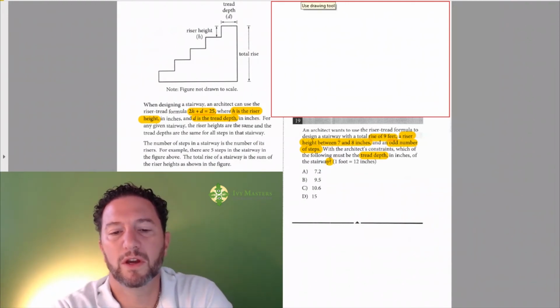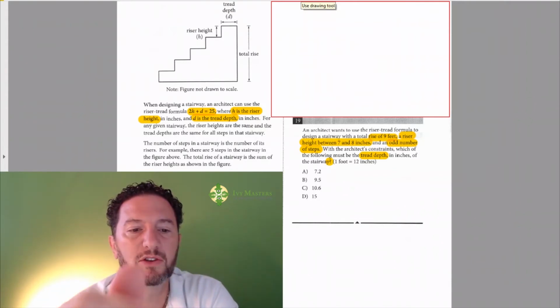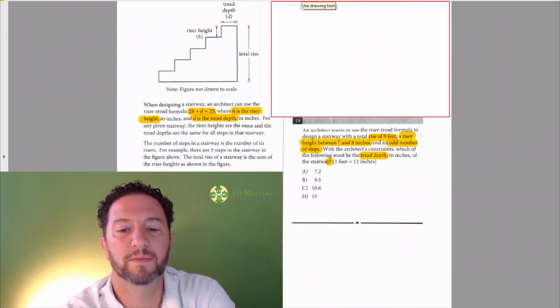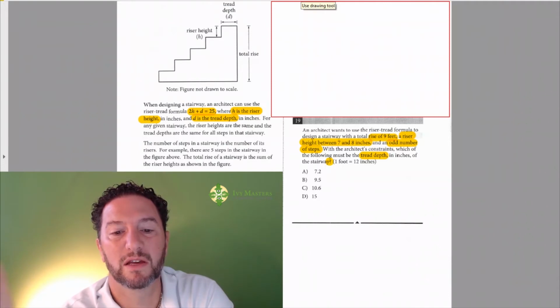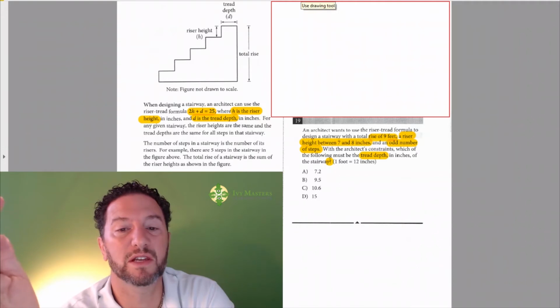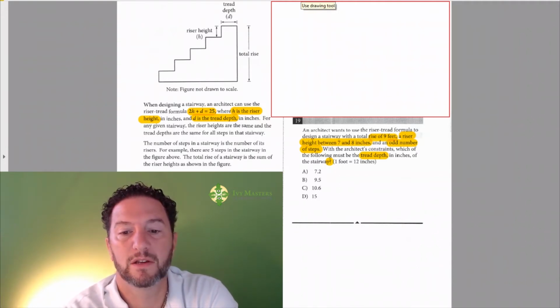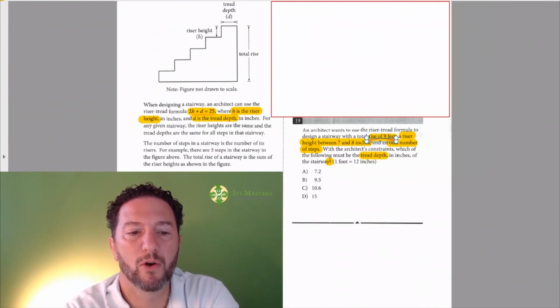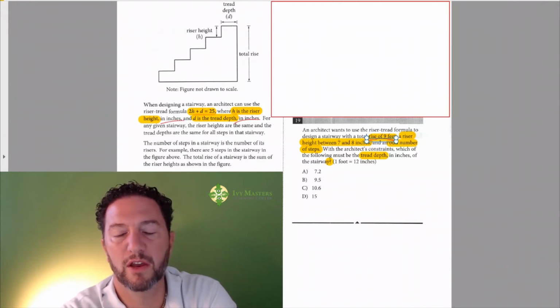Well, if you know you need a riser height between 7 and 8 inches, you could figure out what your tread depth is going to be at a 7-inch rise, and what your tread depth is going to be at an 8-inch rise, and then you know it's got to be somewhere in between there. So the first thing, it tells you that the rise height is 9 feet. Remember, all of this stuff is in inches, so we've got to convert 9 feet to inches. So you do 12 times 9, and you get 108 inches.